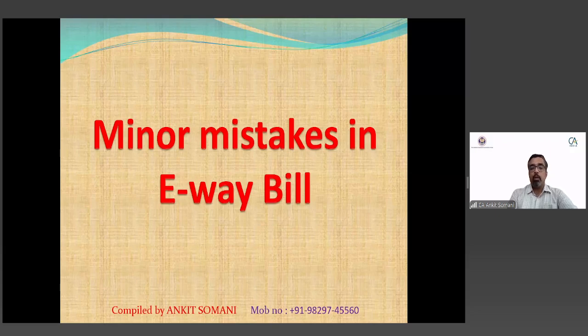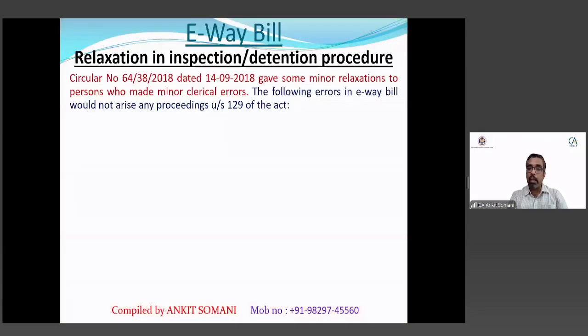This is a very important relaxation, that minor mistakes in the e-way bill are to be ignored, and huge penalty is not going to be levied. I am referring to it again and again. Such relaxation was ordered in Circular 64/38/2018, which is highly relevant in the present context also. This circular was issued in September 2018. Let's have a look at the relaxation in inspection and detention procedure. Circular 64/38/2018, dated 14th September 2018, gives a minor relaxation to persons who made minor clerical errors.